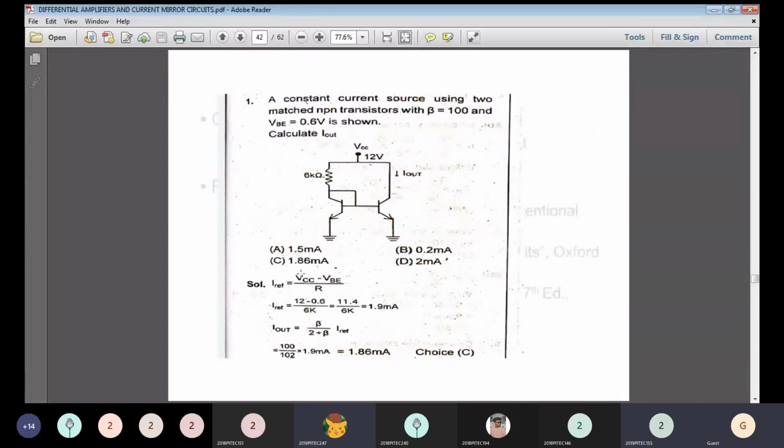So what happened? I is equal to, apply Ohm's law, V divided by R. V means VCC minus VBE. So I is equal to V by R, that is VCC minus VB divided by R. The VCC value is mentioned as 12 volts and VB is 0.6 volts, as given here.